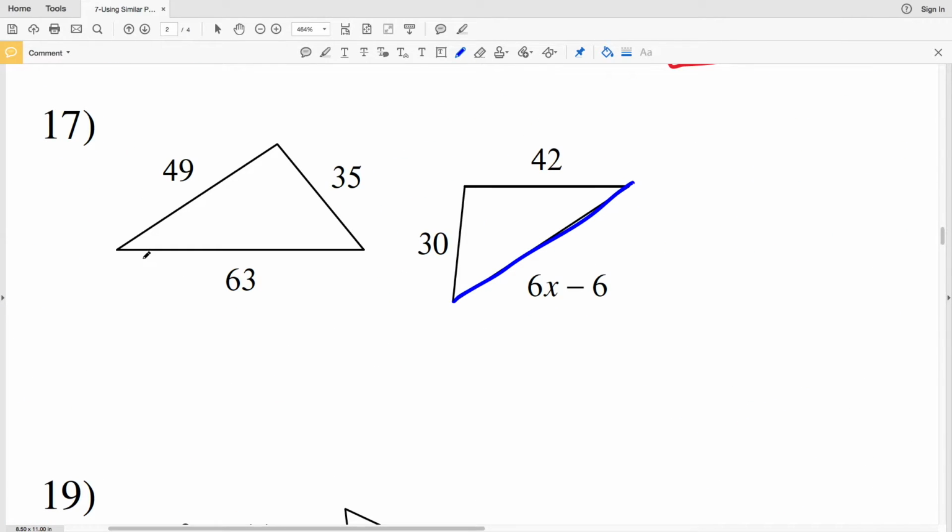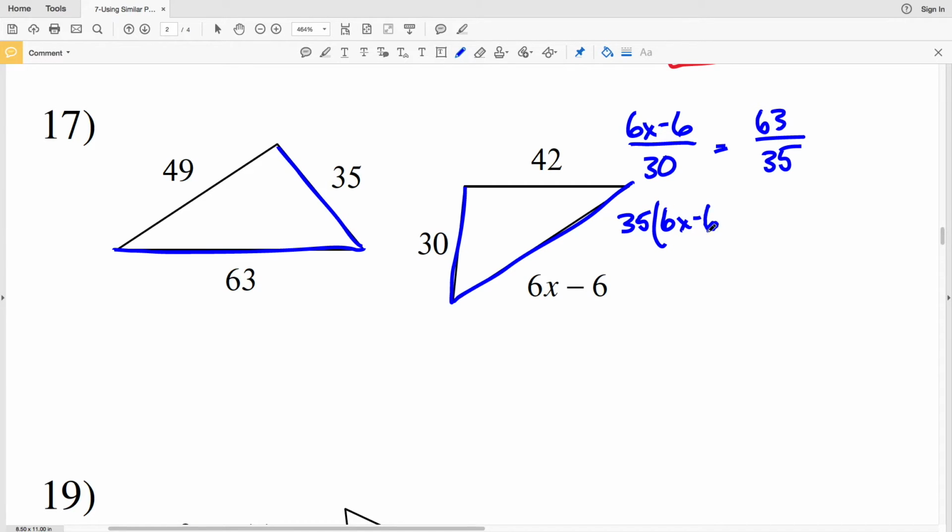6x minus 6 corresponds to the larger length of 63. So I'll have 6x minus 6 over some number equal to 63 over some number. And then the shorter length of 30 corresponds to the shorter length of 35. Now I'll cross multiply. 35 times 6x minus 6 equals 63 times 30.